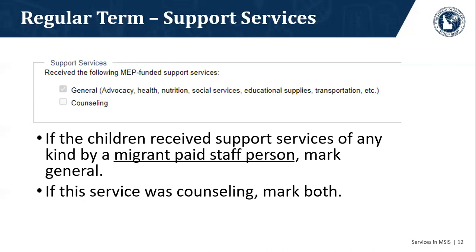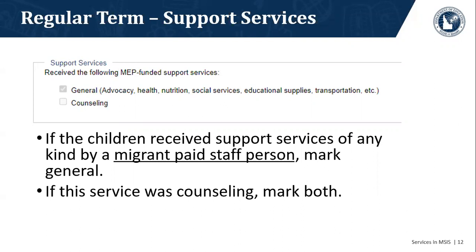This is not just emotional counseling like therapy, because we are not therapists, most of us, I would say, and are not trained to do that. Counseling is used in a more broad sense. So if the support service is counseling, you do actually mark both. It is a general service, but more specifically, it's a counseling service.